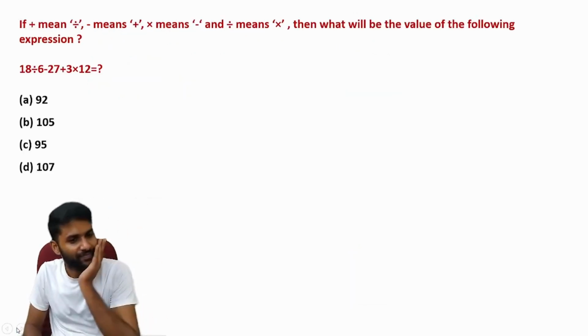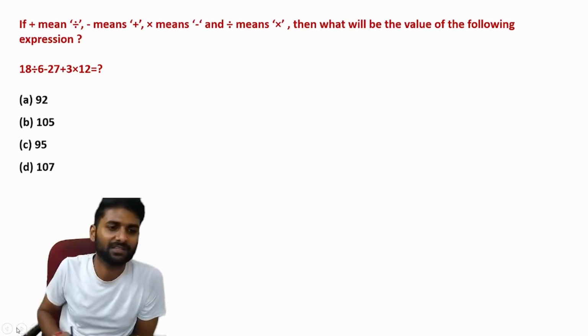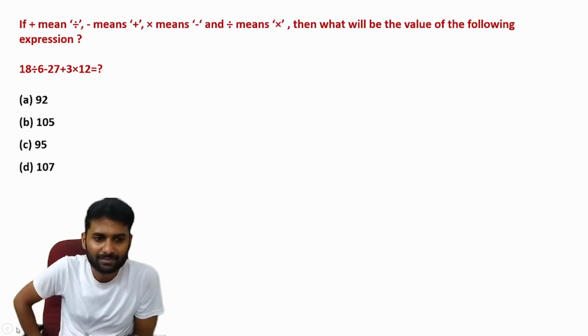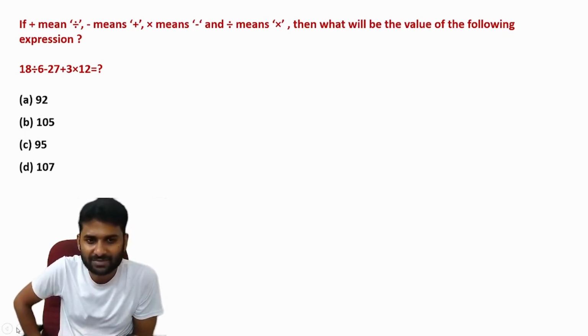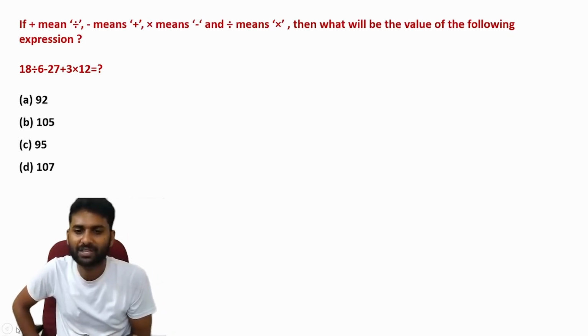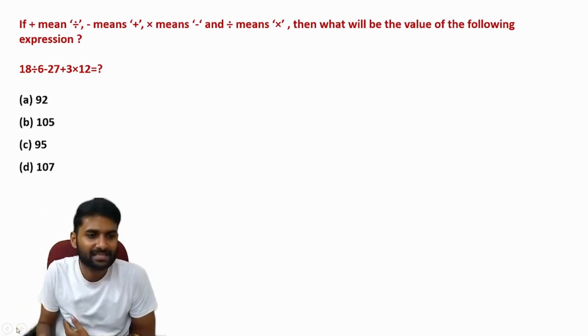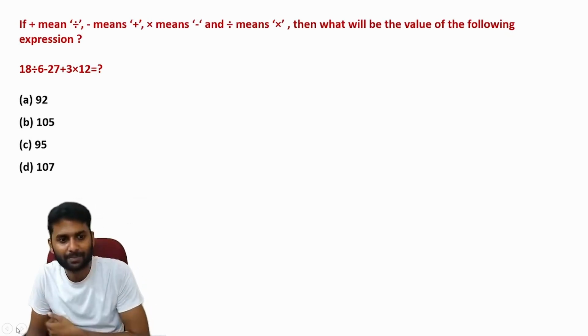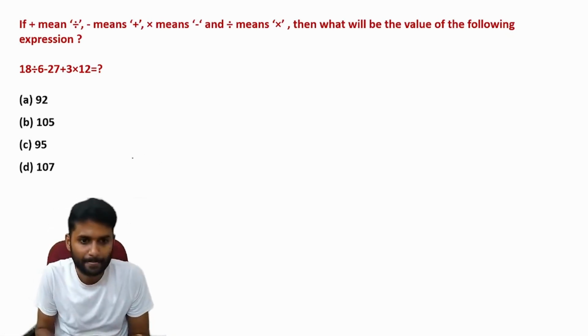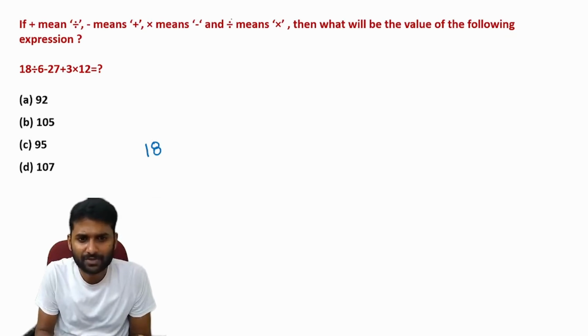Let's try this question. We are replacing with different symbols here. Plus means division, minus means plus, multiplication means minus, division means multiplication. Then what will be the value of the following expression? Here, 18 divided by 6 minus 27 plus 3 multiplied by 12. Now replace: division means multiplication, so 18 into 6.